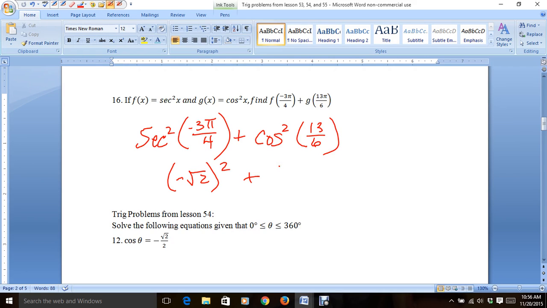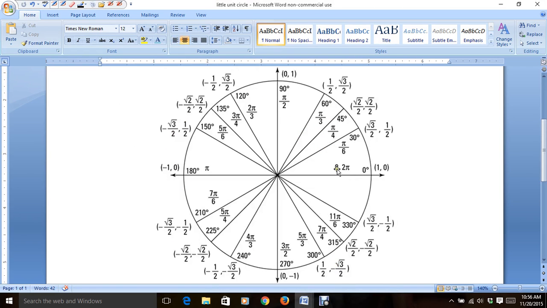And then cosine of 13 pi over 6. Sorry, I forgot the pi. Cosine of 13 pi over 6 is just, well, 12 pi over 6 would be 2 pi. So you'd spin all the way around the circle, and that would give you 2 pi. So that would be 12 pi over 6, and then 13 pi over 6 puts you right here.